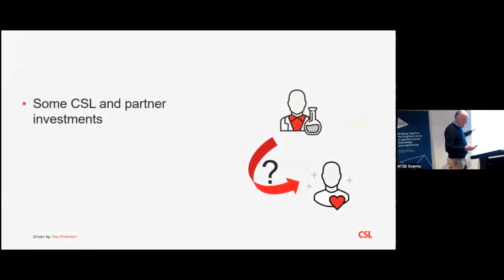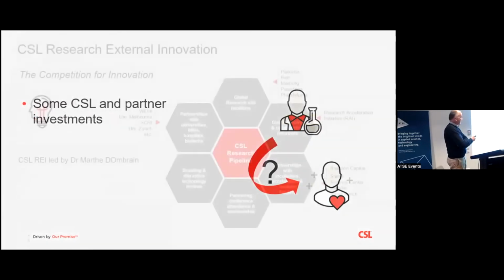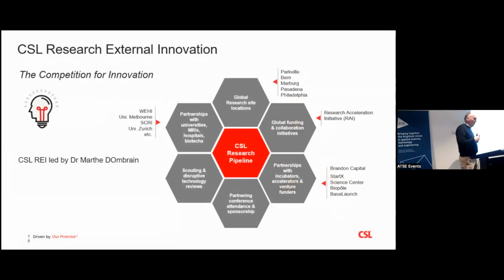Now, just to look at some of these and walk you through some of the examples, all of this is built off a very strategic approach to external innovation. So around 5 years ago, within the CSL Research, we set up an external innovation team specifically to look for ways to engage effectively with the research community. That team is based here in Melbourne.